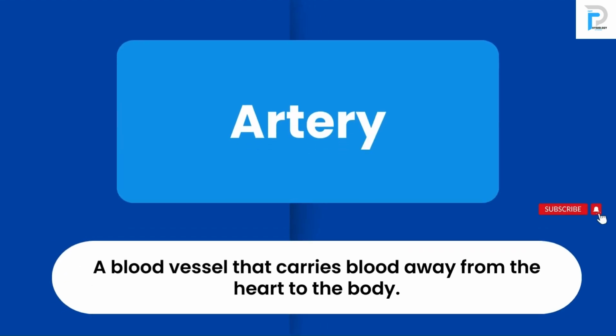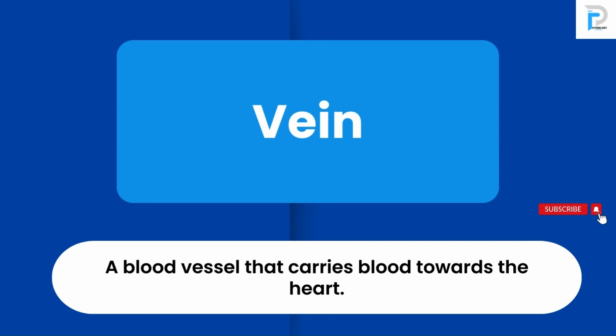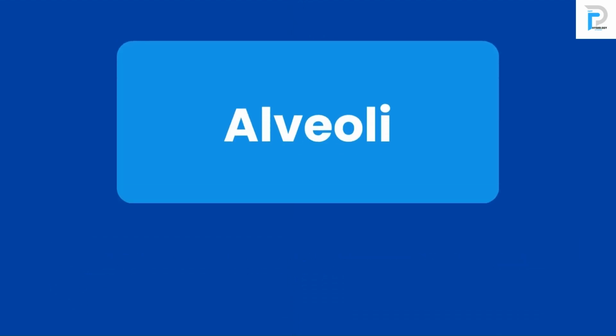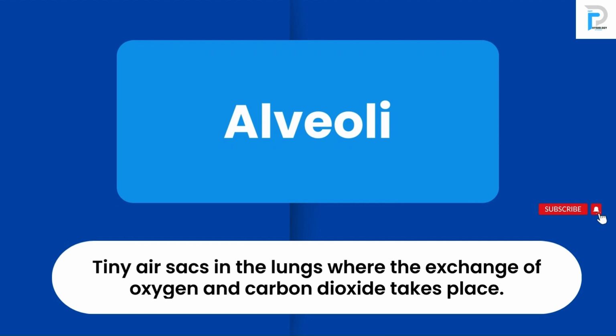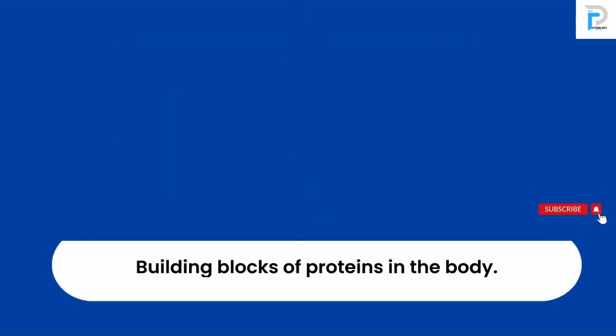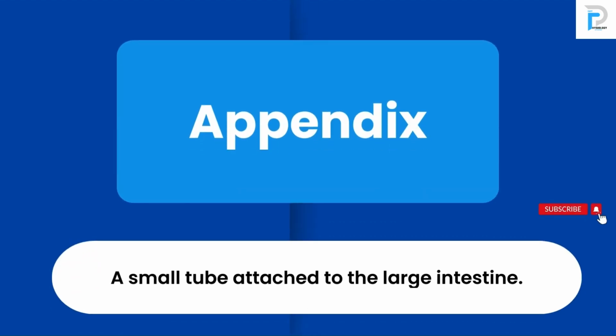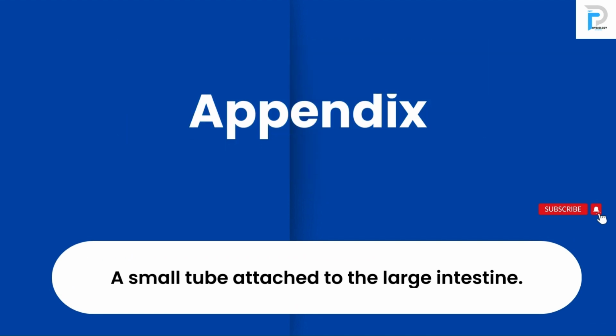Artery: a blood vessel that carries blood away from the heart to the body. Vein: a blood vessel that carries blood towards the heart. Alveoli: tiny air sacs in the lungs where the exchange of oxygen and carbon dioxide takes place. Amino acid: building blocks of proteins in the body. Antigen: a substance that enters the body and starts a process that can cause disease. Appendix: a small tube attached to the large intestine.